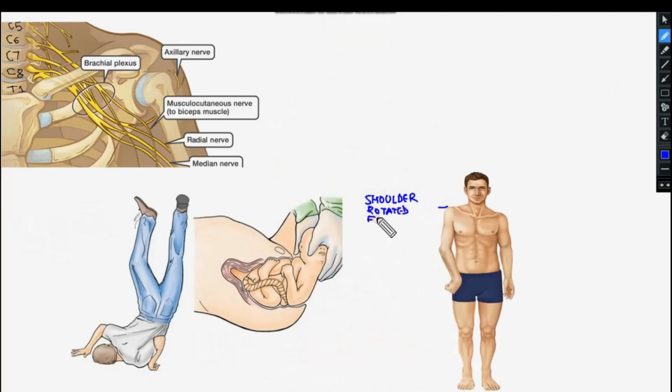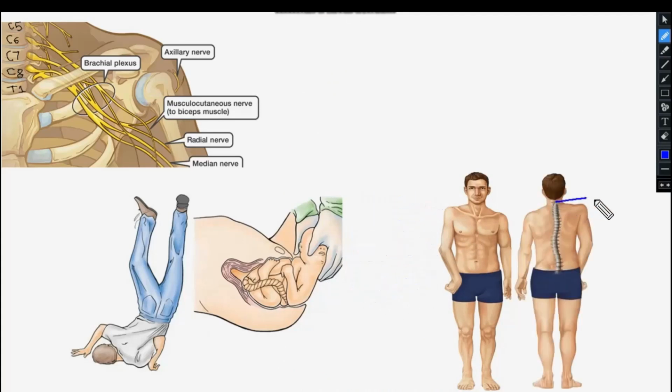shoulder rotated forward and the affected arm diminished in length and girth, as well as the waiter's tip deformity of the affected wrist, as well as we can see the cervical scoliosis, winging of the affected scapula and lumbar scoliosis.